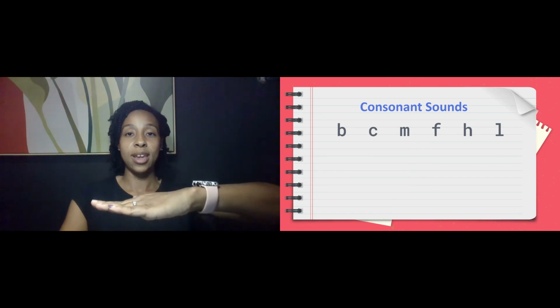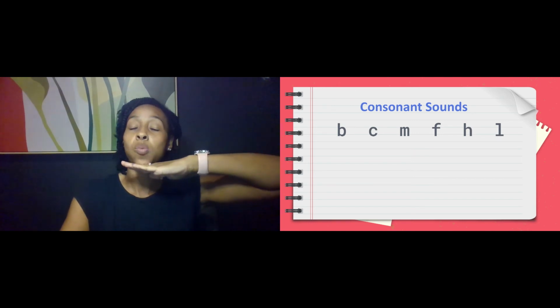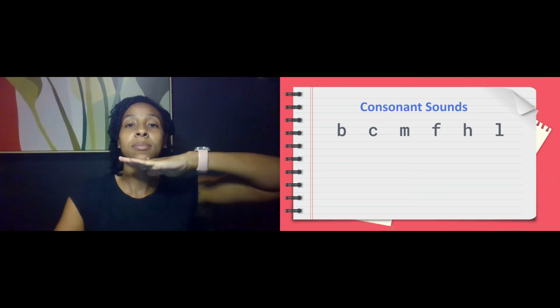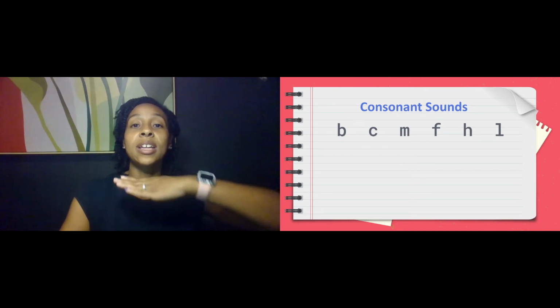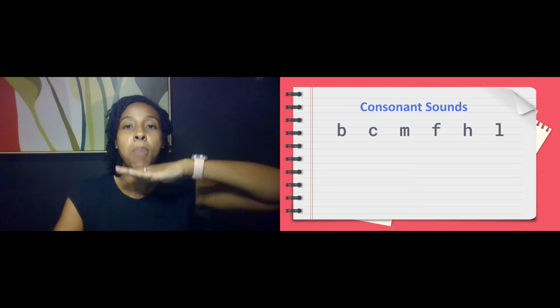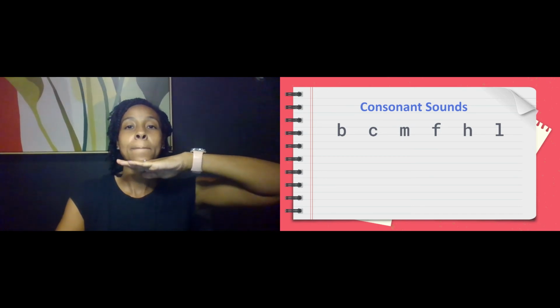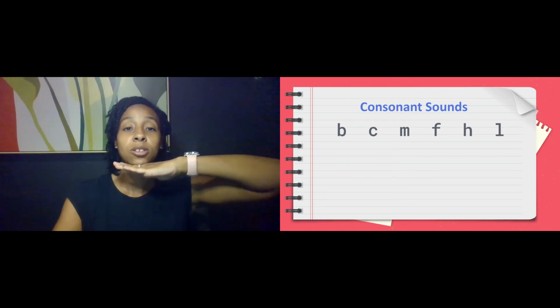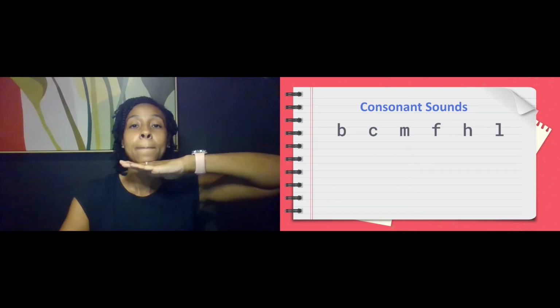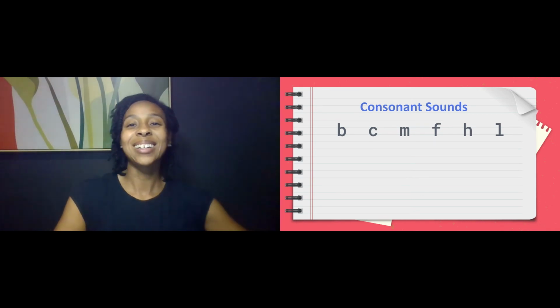One trick is to take your hand and put it under your chin. If you're saying the sound correctly, your chin won't drop. B, b. But if you're adding that "uh" to the end, your hand will get pushed down. Buh, buh. Now you practice. You can have your students take their hand and slip it under their chin and practice saying the sounds. B, k, m, f, h, l. Good job.